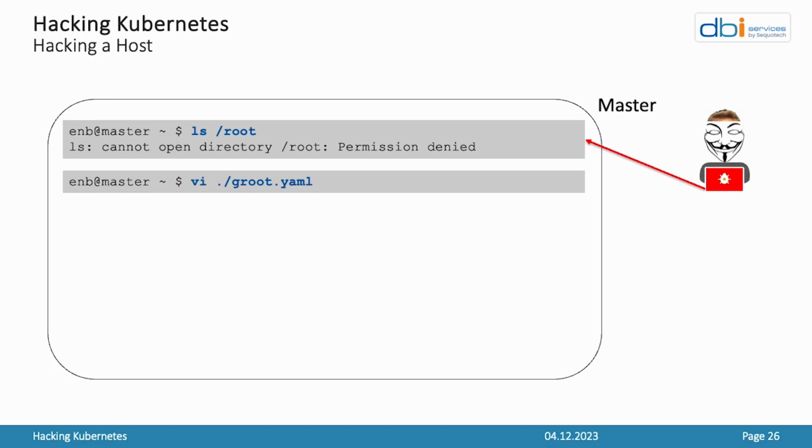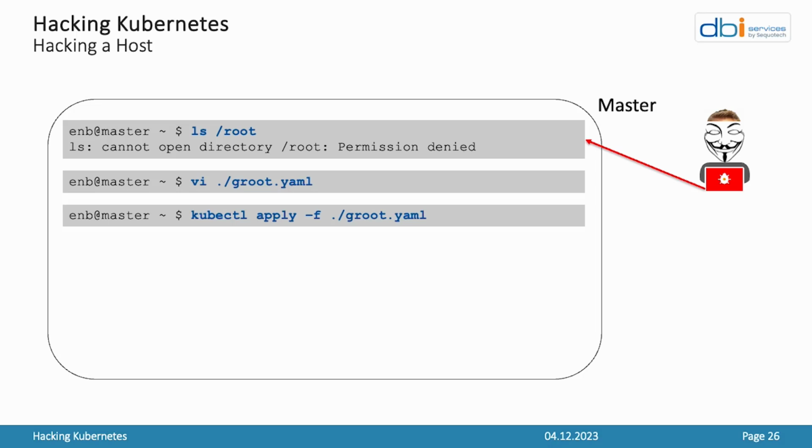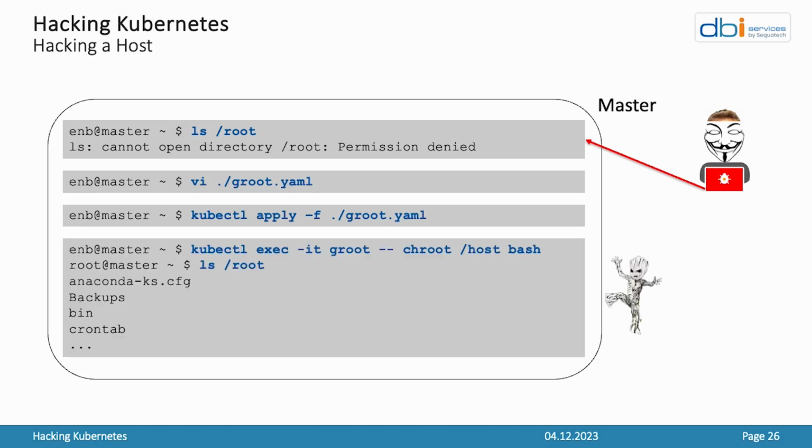But I am a Kubernetes administrator, so I am able to create a pod with some specific privilege. I can apply that pod and deploy it into my cluster. And now when I jump into that pod, I am now able to list the root folder on the host that hosts that pod. And I've so used Kubernetes for hacking.